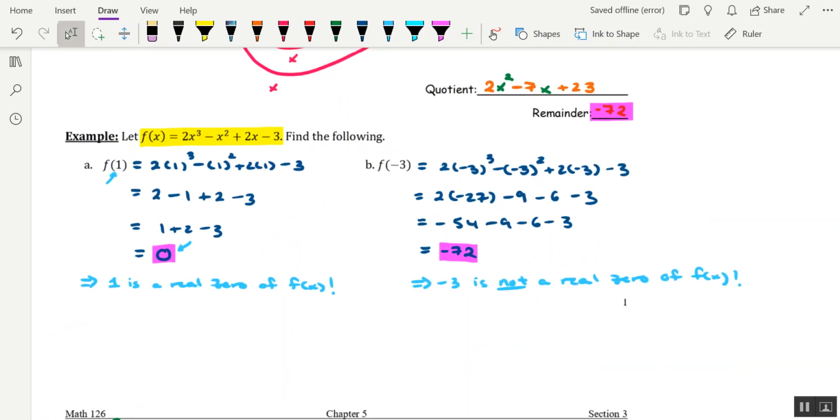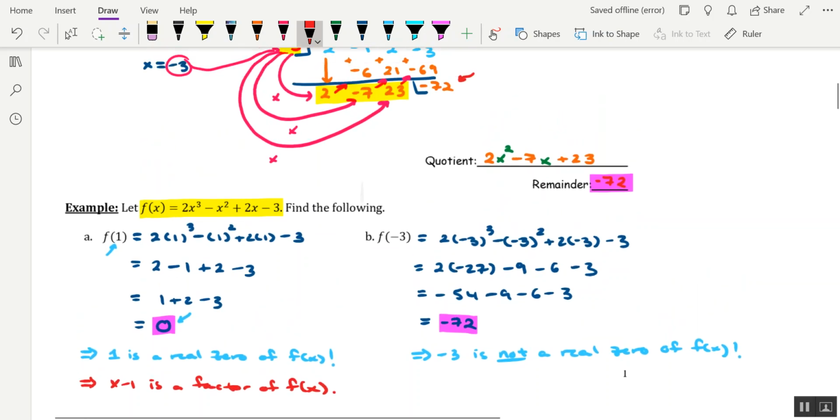So this relates to material from our previous section. We know that 1 is a real 0 of that function we were working with, which implies that x minus 1 is a factor of f of x. So if we wanted to factor f of x, x minus 1 would be one of the factors. We could not build a factor of x plus 3 when factoring f of x, because we know that negative 3 is not a real 0.